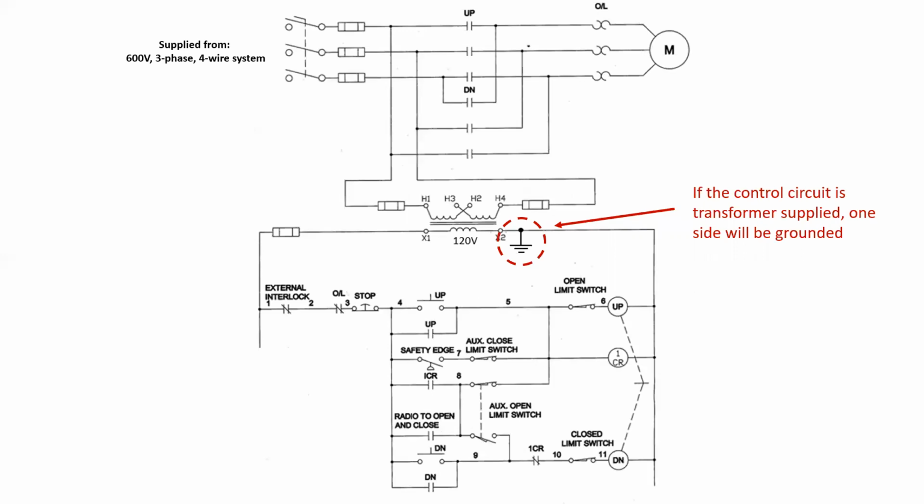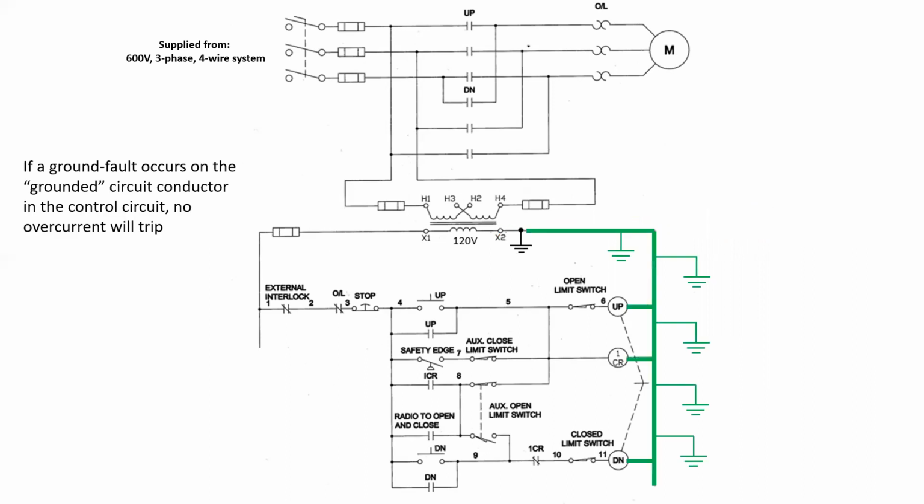If the control circuit is transformer supplied, one side will be grounded. If a ground fault then occurs on the grounded circuit conductor in the control circuit, no overcurrent device will trip, nor will there be any issue with the operation of the circuit. Even if insulation becomes frayed and damaged, perhaps we could have a little bit of arcing, but it's not going to cause the overcurrent device to trip because all of the current travels back here to the bonded connection on the secondary of my transformer.